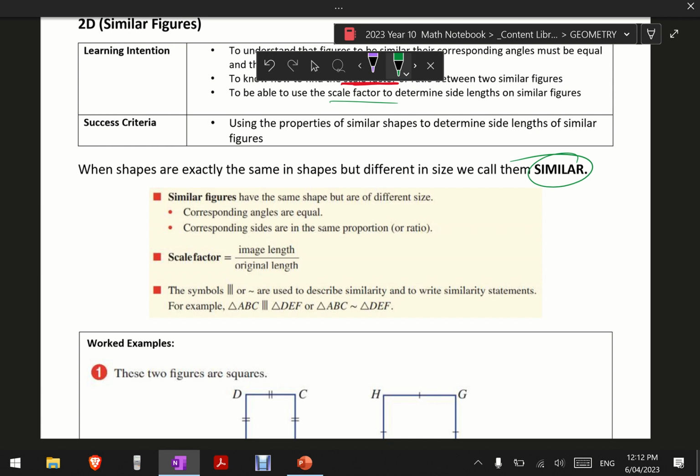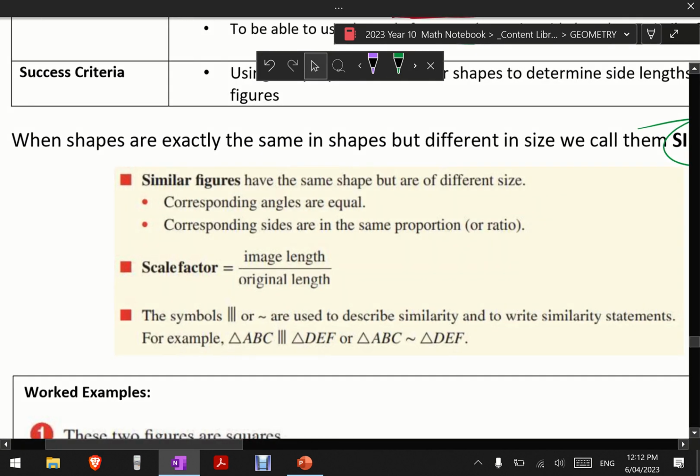Okay, so as you can see here, when it comes to similar figures, it's the same shape, but it's a different size. Obviously because they have to be similar, they have to be the same shape, but they are different sizes, so they can only be similar. The only things that are the same are the angles. They have to be exactly the same angles.